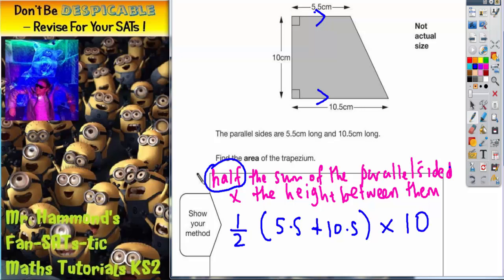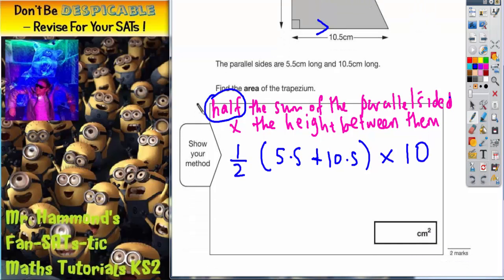Now, if we can work this out, we will find the area of the trapezium. Half the sum of the parallel sides times the height between them. Now, the first thing we're going to have to do is find the sum of the parallel sides, because you've got to do any brackets first. So 5.5 add 10.5, well, 5 and 10 is 15. The 0.5s make a whole one, so that makes 16. So this bracket makes 16.